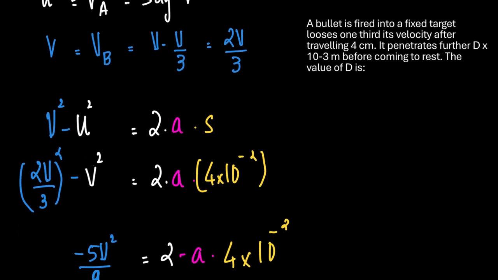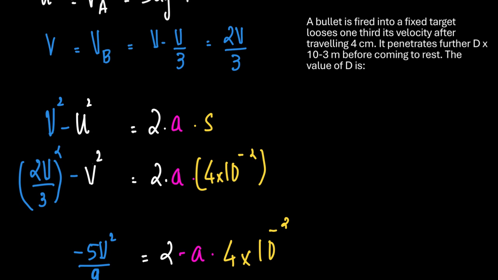Now using the equation V square minus U square is equal to 2AS. V square is 2V by 3 the whole square, U square is V square. So 2V by 3 the whole square minus V square is equal to 2 into A into S, which is 4 centimeter, that is 4 into 10 to the power minus 2 meter. Now I'm not going to solve the equation here. Why? Give me a minute to explain that.